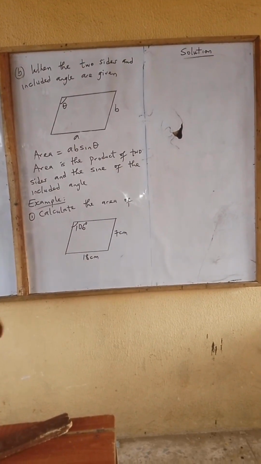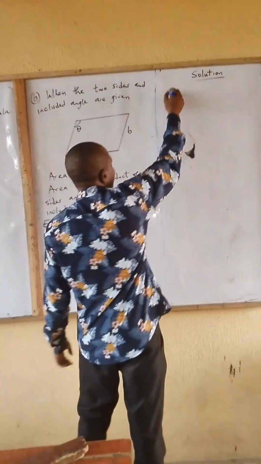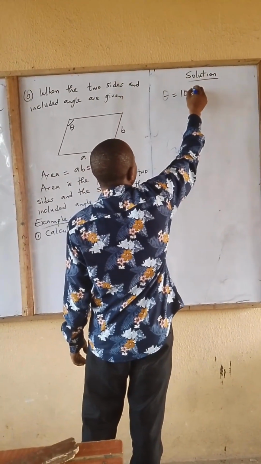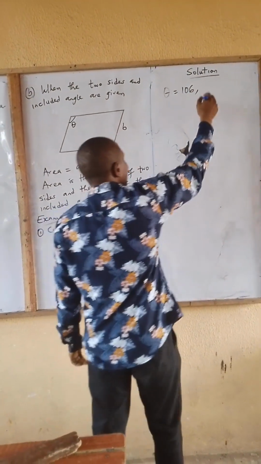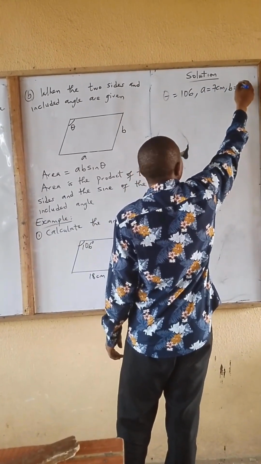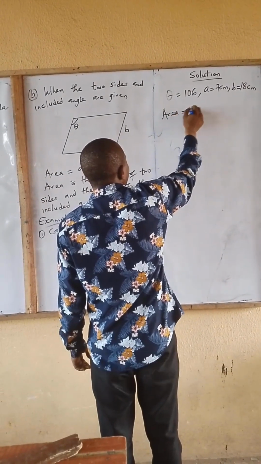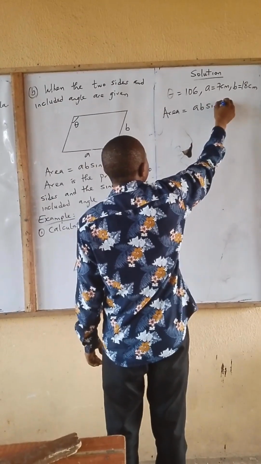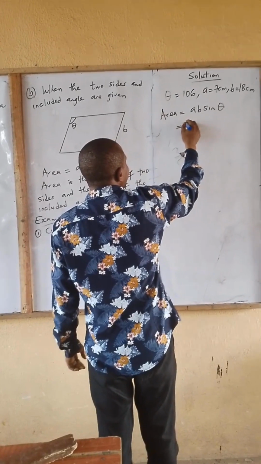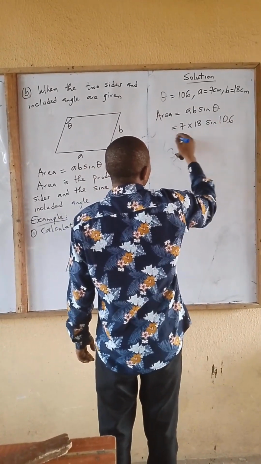So the angle here is 106. So theta is equal to 106, and our A is 7 centimeter, while our B is equal to 18 centimeter. And the area is equal to AB sine theta. So our A here is 7 times 18 sine 106.